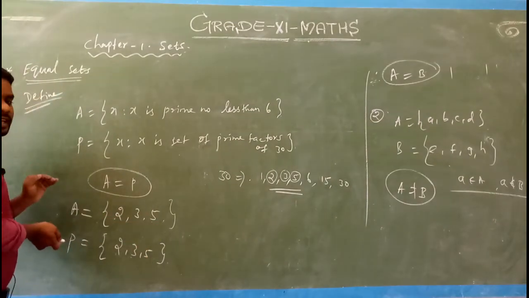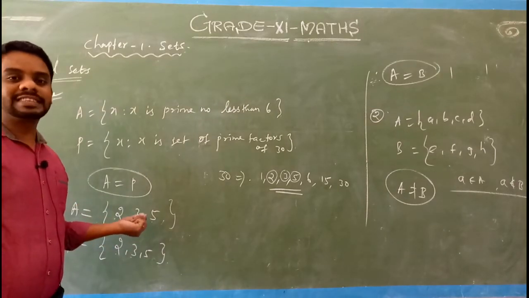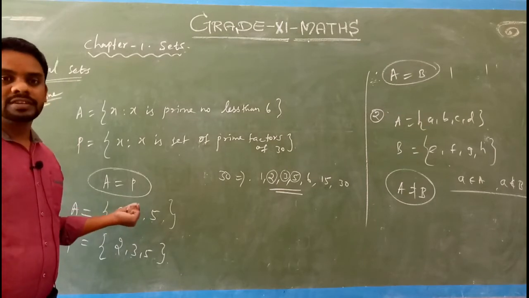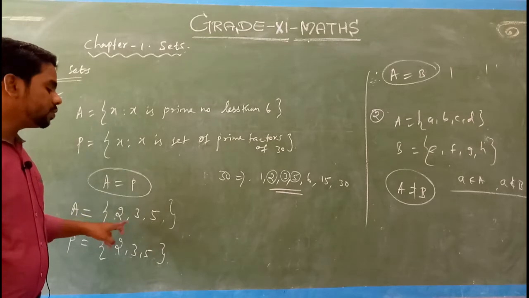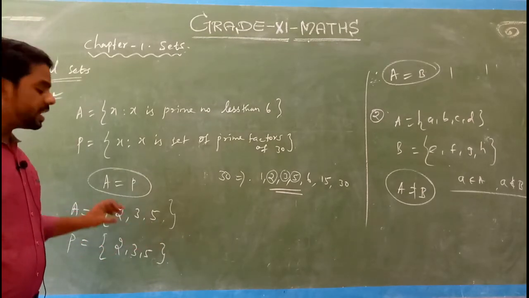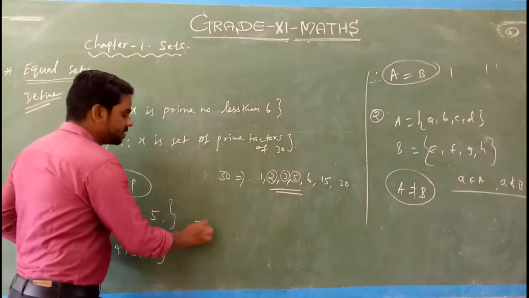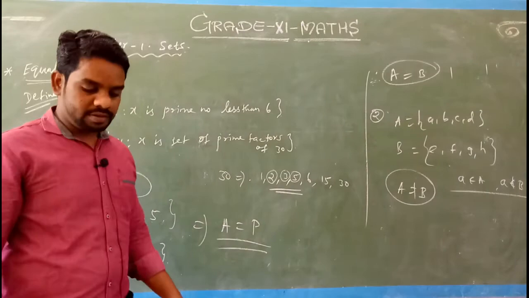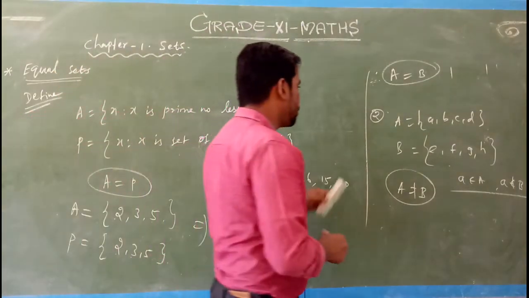So these two sets A and P have the same number of elements and exactly the same elements. 2, 3, 5 belongs to A and also 2, 3, 5 belongs to P. Which implies the set A is equal to P. Okay, right. Next, an important note.